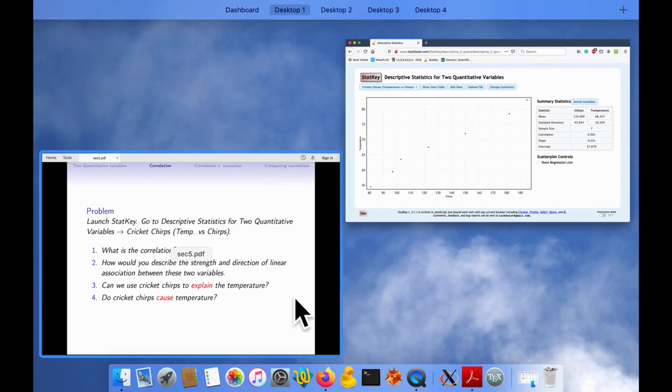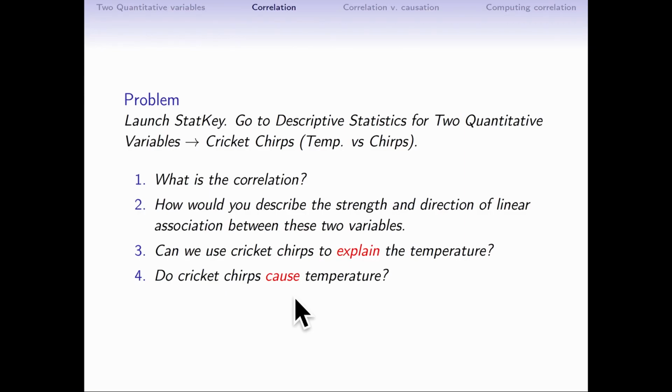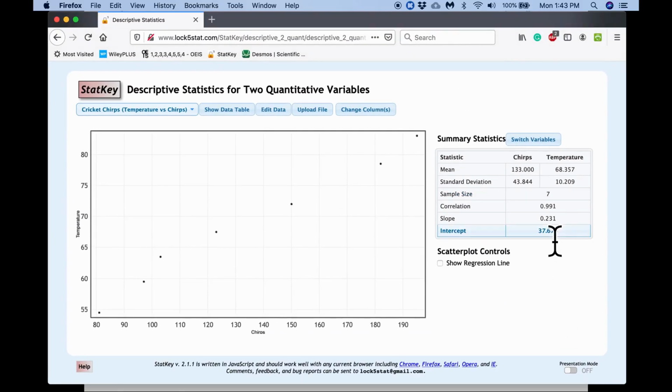Let's take a look at our questions and tasks. What is the correlation? So if we go to the summary statistics, we find that the correlation is very, very close to 1. It's 0.991. So even if I couldn't see the graph of the scatter plot off to the left here, just knowing that the correlation is very, very close to positive 1 would suggest to me that the data are almost forming a straight line with positive slope. So that's what we could get from just knowing the correlation is 0.991.